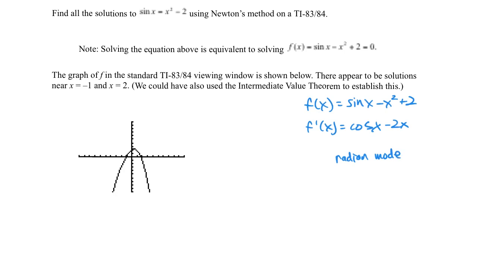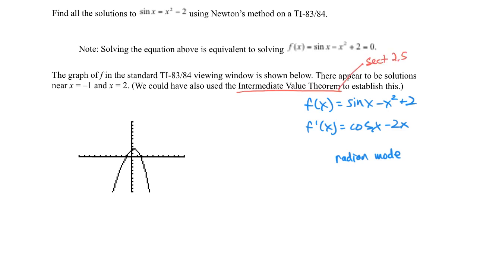because when you evaluate these functions in your calculator, y1 and y2, you're going to want to make sure you're in radian mode. So this shows the graph of this in the standard viewing window. And so it looks like there's solutions around -1 and 2. And then it just mentions in the notes that we could have used the intermediate value theorem, which we were talking about earlier. That's the one from section 2.5.